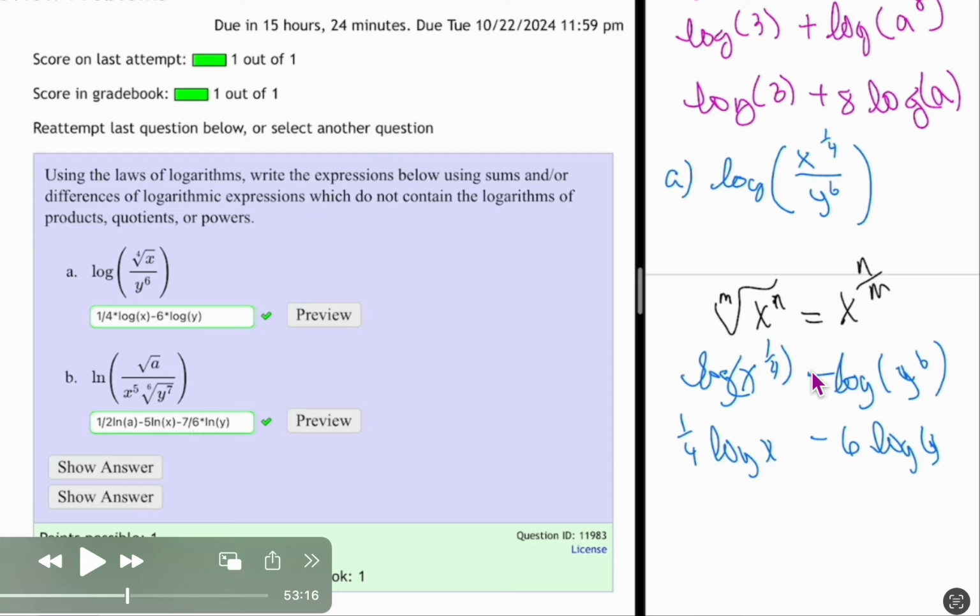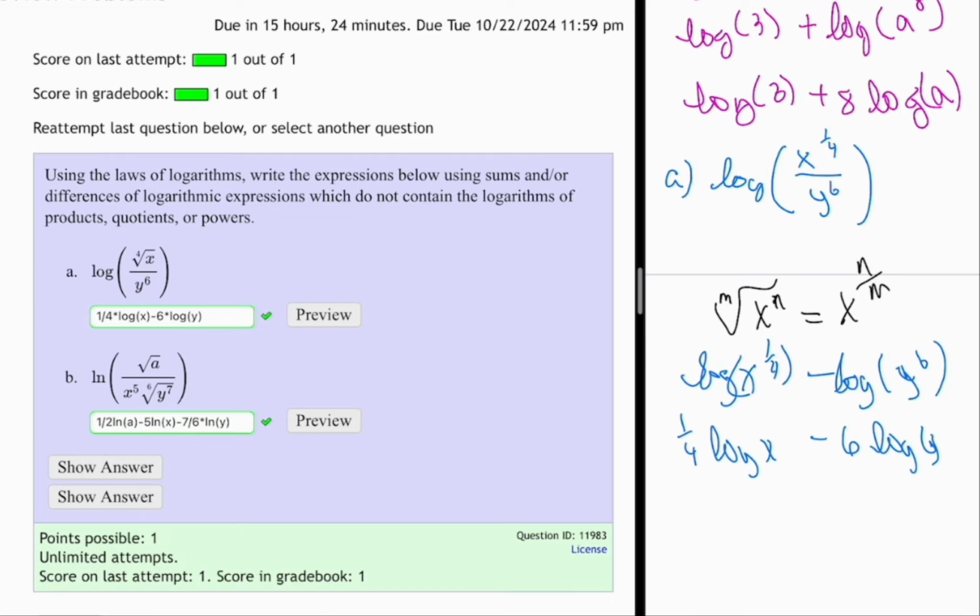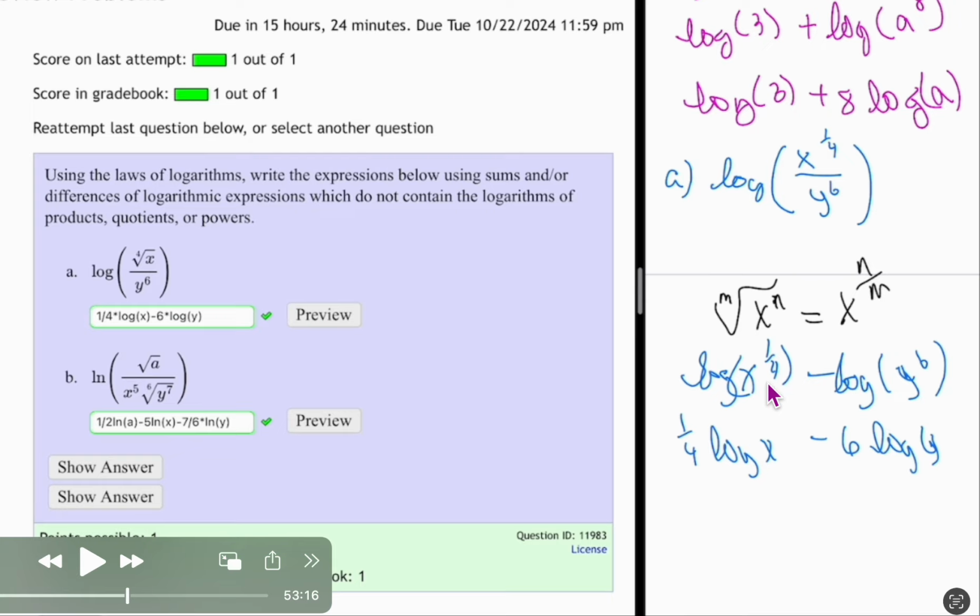And you can see how I have, this is the first problem right there. I'm sorry, that's part A. So the 1/4 dropped in front, the 6 dropped in front. We're subtracting because it's a division. So there is question 18. So that's the rule you might want to add to your card in black right there.